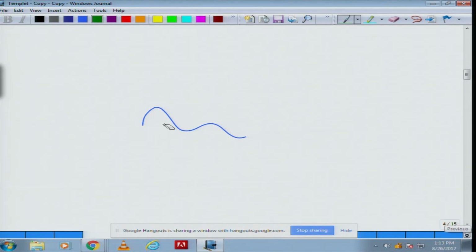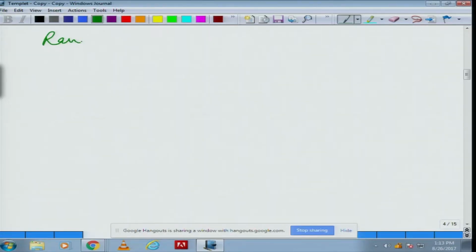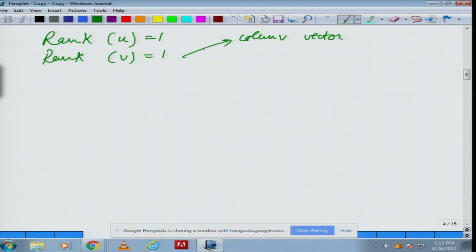Okay. Now coming on to the third question. In this question, the first part is very easy. You have two non-zero column vectors u and v, and we have been asked to find the rank of u v transpose. Since the rank of u will be equal to 1 because it's a column vector, and similarly the rank of v will also be equal to 1 for the same reason.